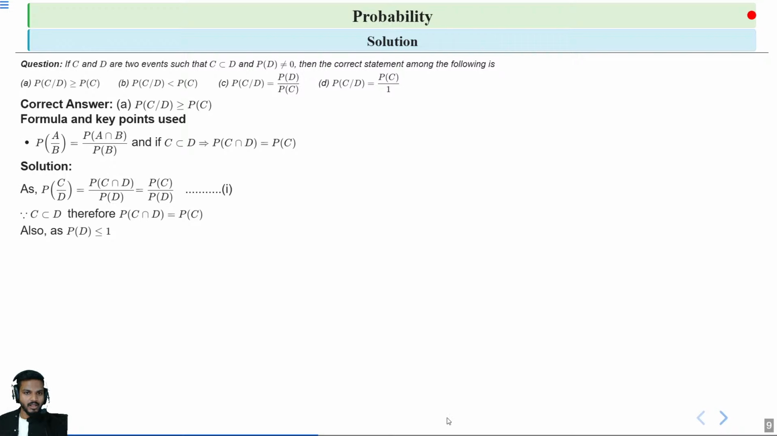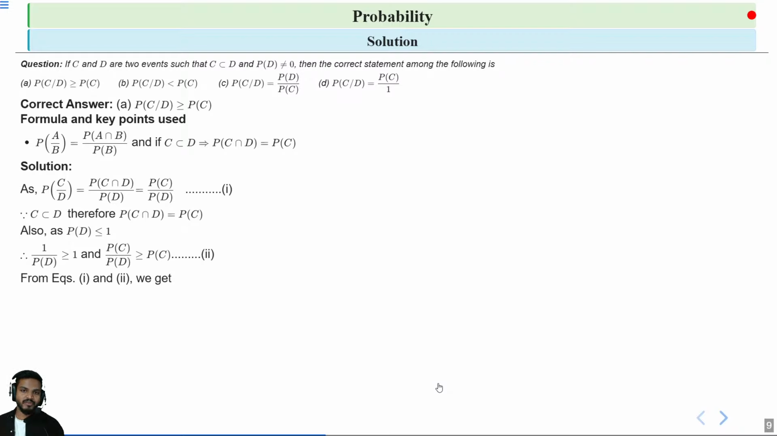Now also, as we know by the property of probability, as probability of D is not equal to 0 and probability of D always lies between 0 and 1, so probability of D is less than or equal to 1. So its reciprocal, that is 1 by probability of D, is greater than or equal to 1. So from here you get probability of C by probability of D is greater than or equal to probability of C. That is your equation 2.